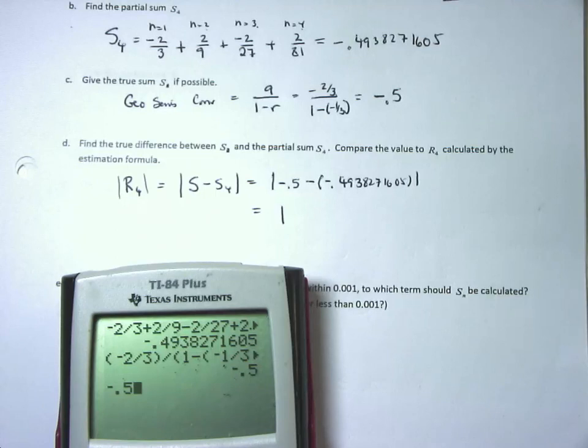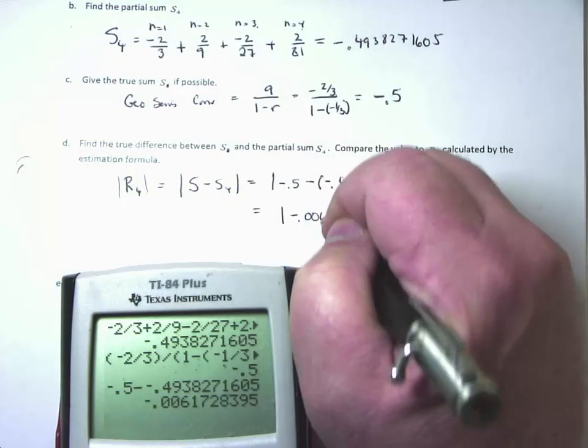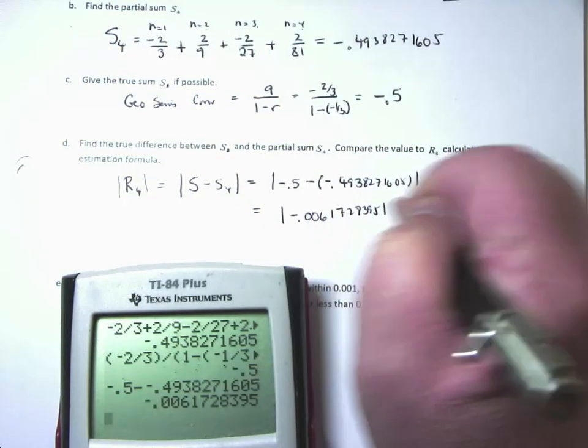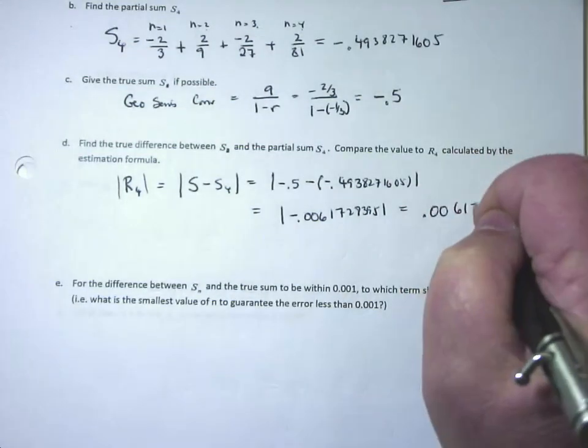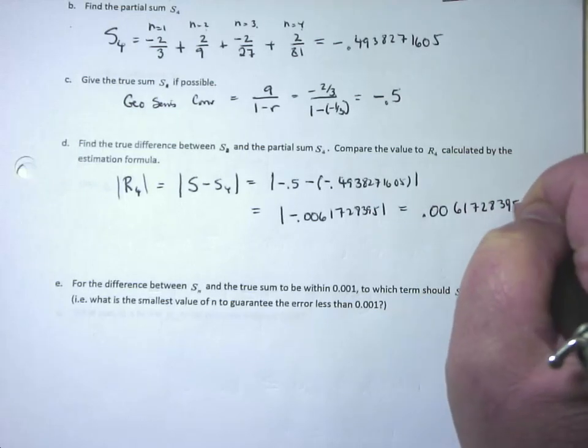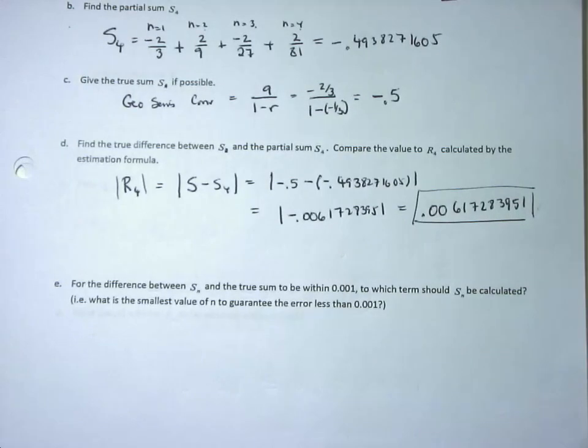Putting this on my calculator, negative 0.5 minus negative 0.4938271605, I get a negative number, negative 0.006172839. The absolute value of a negative is positive, so it's 0.00617283951. This is the difference between the two, how much off my answer is, about 0.006 from just S4 to the true sum.